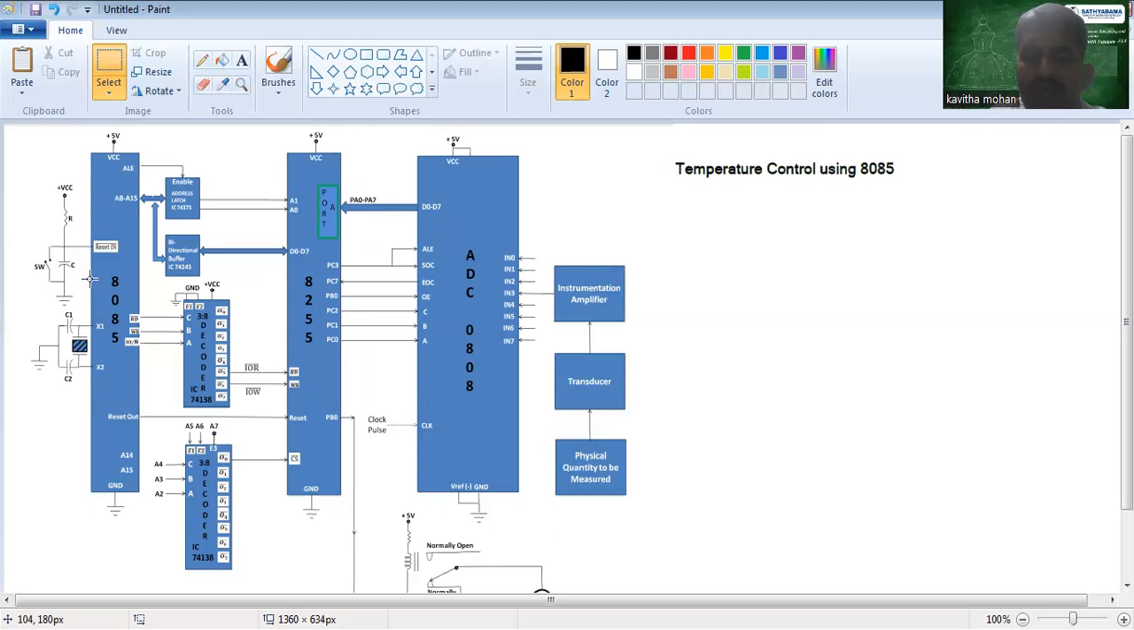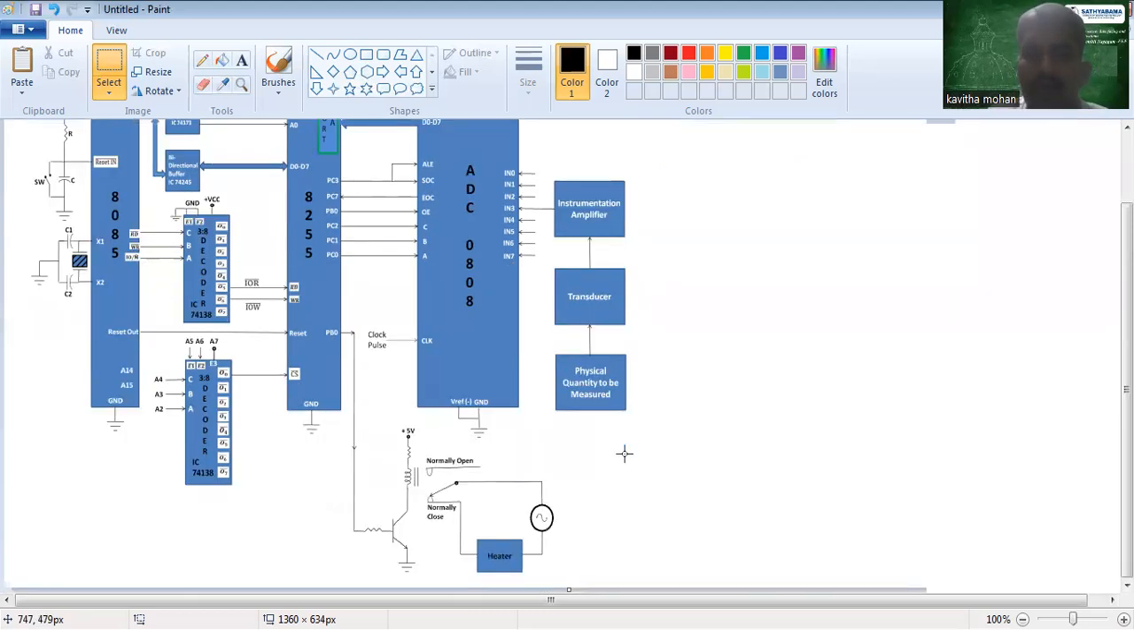Once the 8085 receives the digital data, suppose the required temperature is 40 degrees Celsius, and the present water temperature also reaches 40 degrees Celsius. Then there is no need to turn on the heater further, because it has already reached 40 degrees Celsius. So what will the microprocessor understand? 40 minus 40, so 0. No error means no need to give continuous supply to the heater.